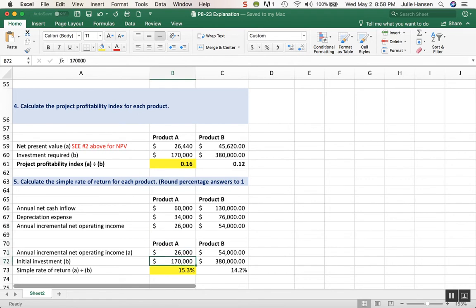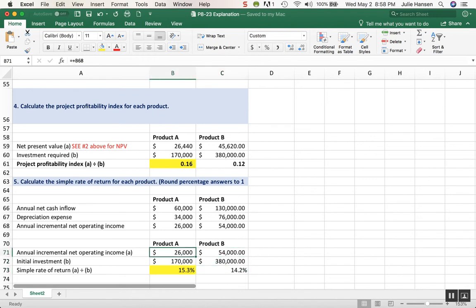My initial investment was 170, giving me a simple rate of return. What's my net income that I'm going to be gaining over what I'm going to have to be spending? That's 15.3. In the case of product B, I've got my 130,000, which were my cash inflows, my sales, less my variable costs, less my out-of-pocket expenses. Now, also less my depreciation expense of 54,000. Divide that by the initial investment, and that one's 14.2.